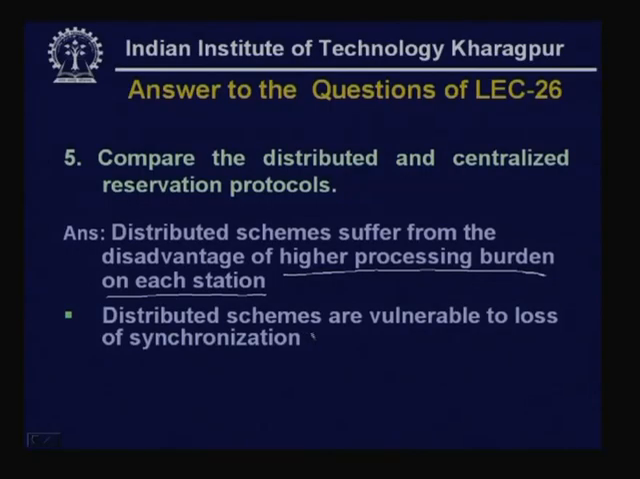Moreover, the distributed schemes are vulnerable to loss of synchronization, because synchronization is very much essential, and in distributed schemes it cannot be done easily, whereas it can be very easily achieved in centralized schemes, and that is why centralized schemes have some advantage. However, the distributed scheme is preferred, because if the centralized station fails, then the medium access control cannot be done. So, the distributed scheme is much more reliable.